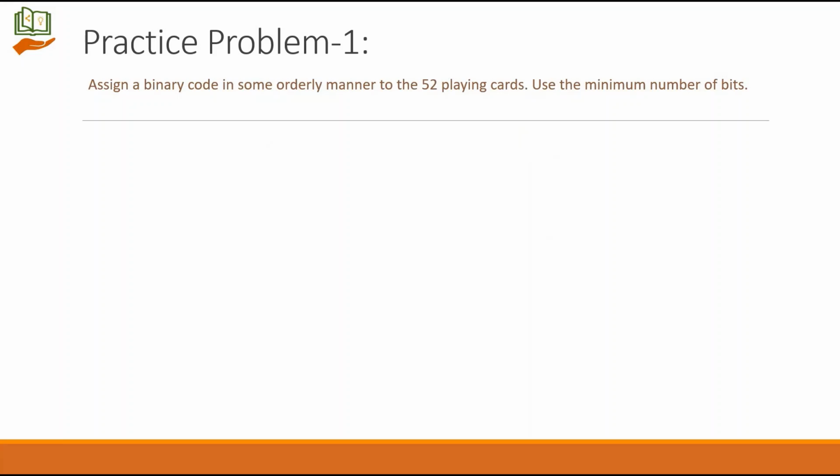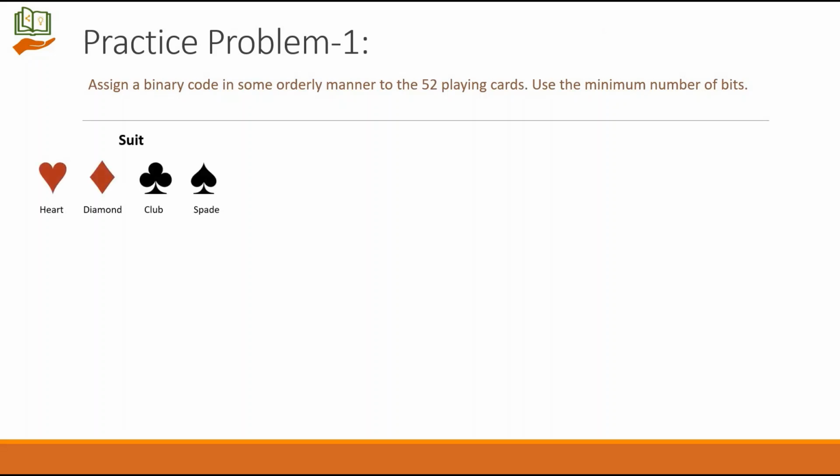Assign a binary code in some orderly manner to the 52 playing cards. Use the minimum number of bits. So first we have to find how many bits we have to allocate to it. In the playing cards you have two things. The first thing is the suit. There are actually 4 suits. We have heart, diamond, club and spade.